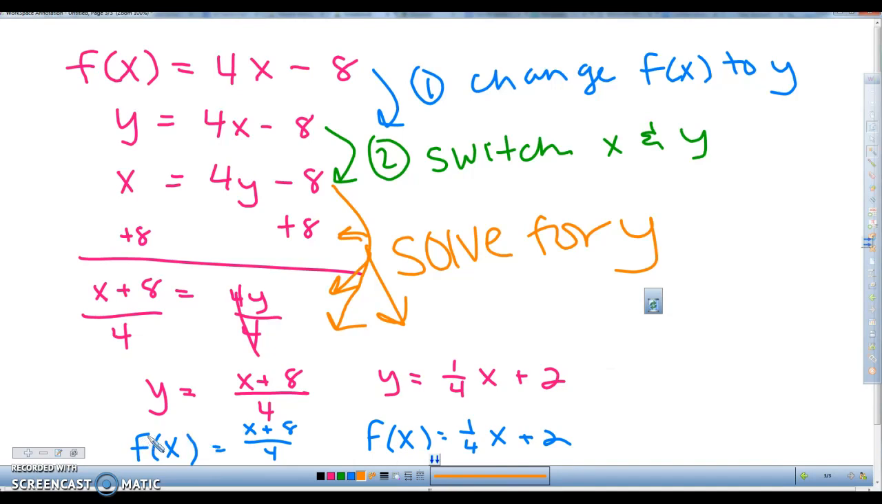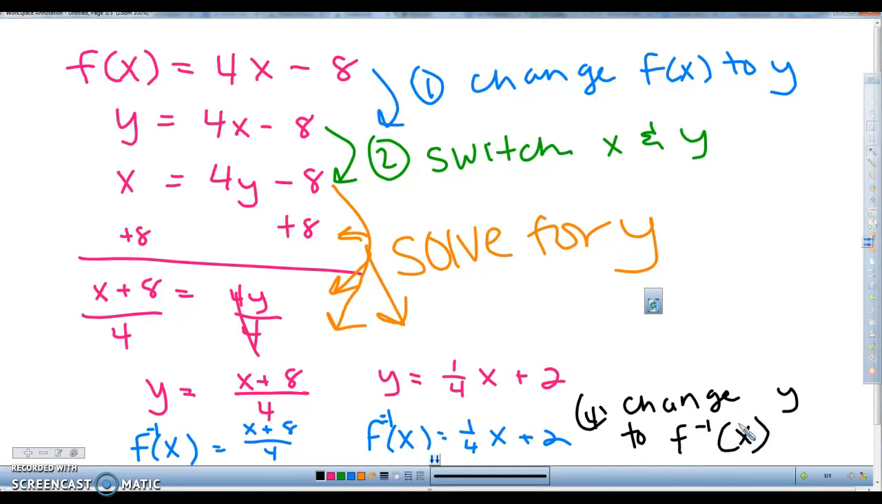And one thing I failed to mention, because this is the inverse, instead of just f of x, I actually write f inverse of x, so f to the negative 1. Okay? That's important, and I forgot to mention that, and I'm sorry. And that is our fourth step: change y to f inverse of x.